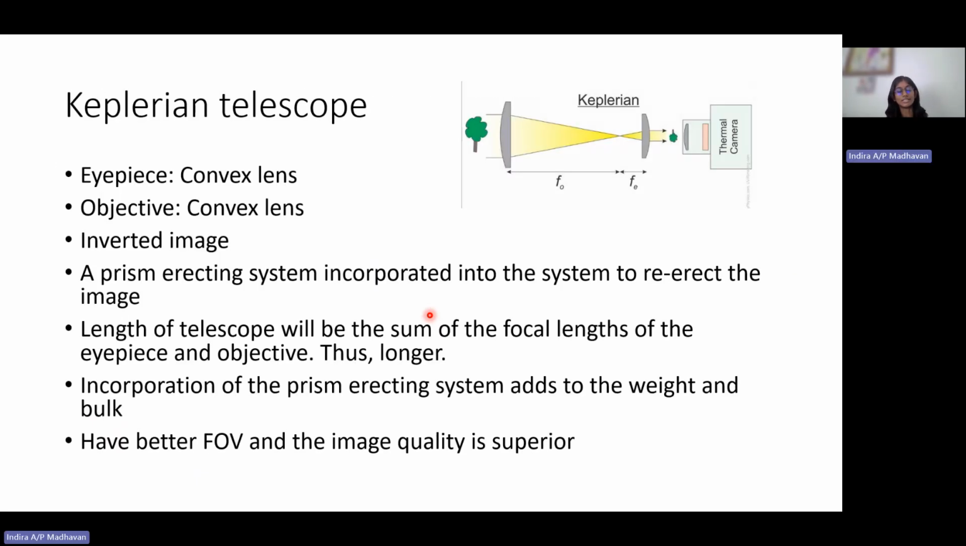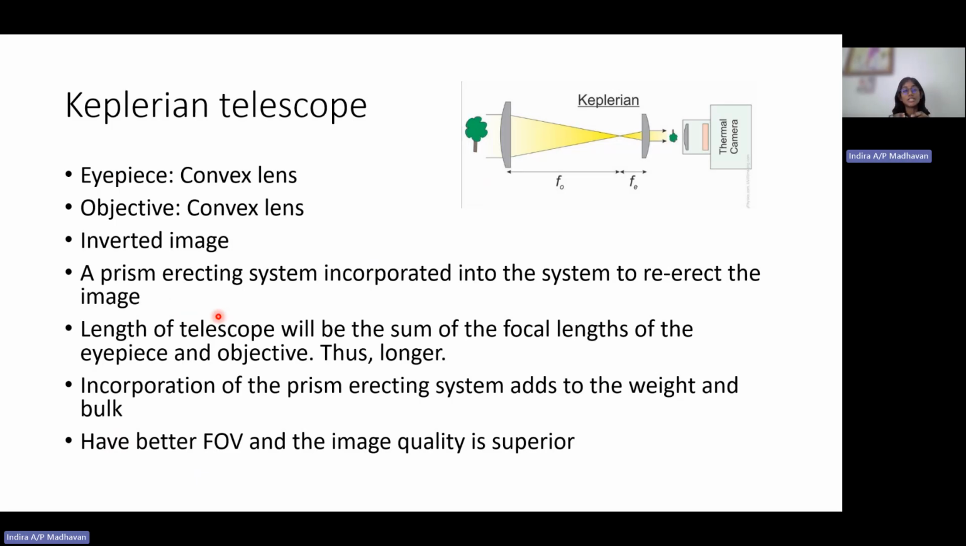Now we move on to the types of telescope. There are two, as I mentioned: one is Keplerian, another one is Galilean. All telescopes are made up of two lenses, one is the eyepiece, another one is the objective. For Keplerian, both the eyepiece and objective lenses are convex lenses. You can see here, these are the convex lenses, and the image that is produced is actually an inverted image. A prism erecting system is incorporated into the system to re-erect the image.